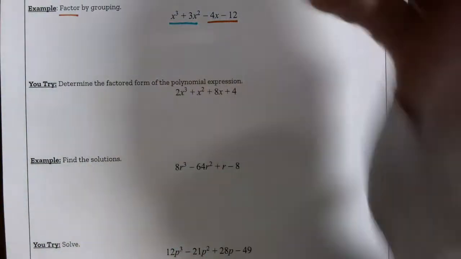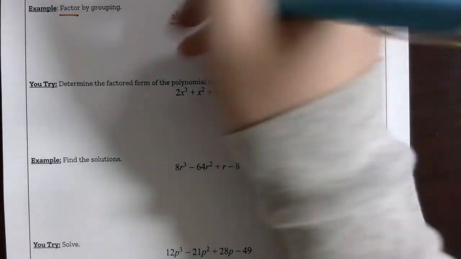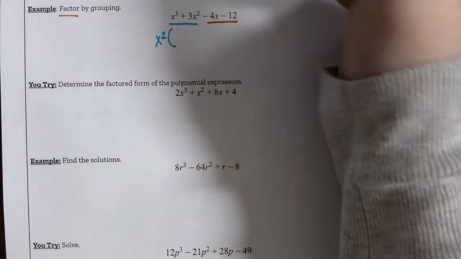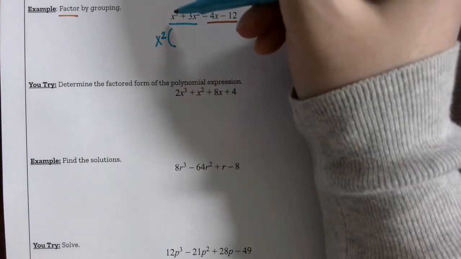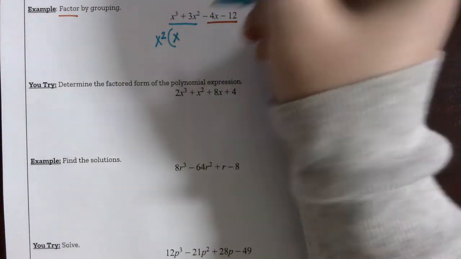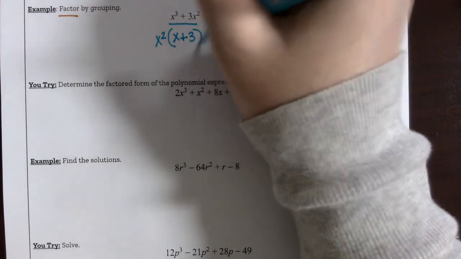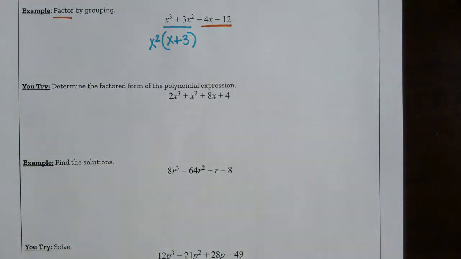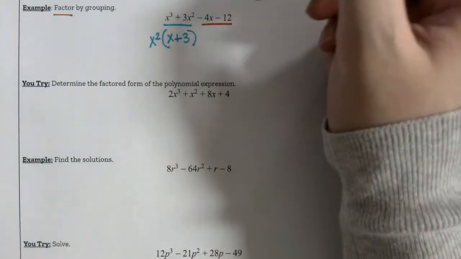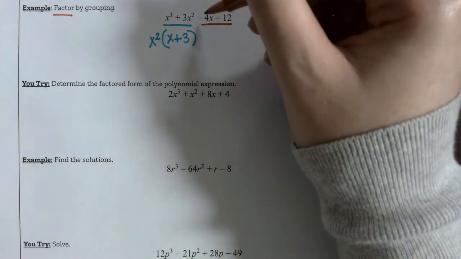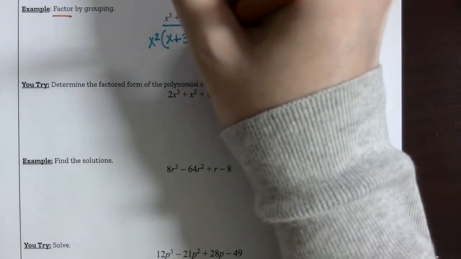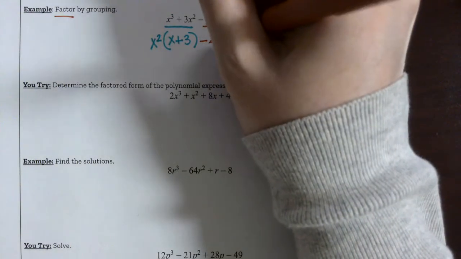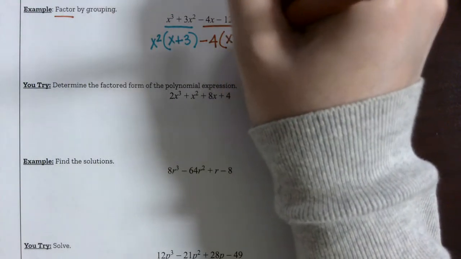So for this one, for example, I have 3 x's here and I have 2 here, so I can pull out an x squared. And then in parentheses, you're going to write what you have left. So what I have left is 1x, so x, plus 3. Then you're going to do the same thing, treat it like a new problem. You're going to pull out a GCF. In this case, I can divide out a -4. And then in parentheses, I have left x plus 3.